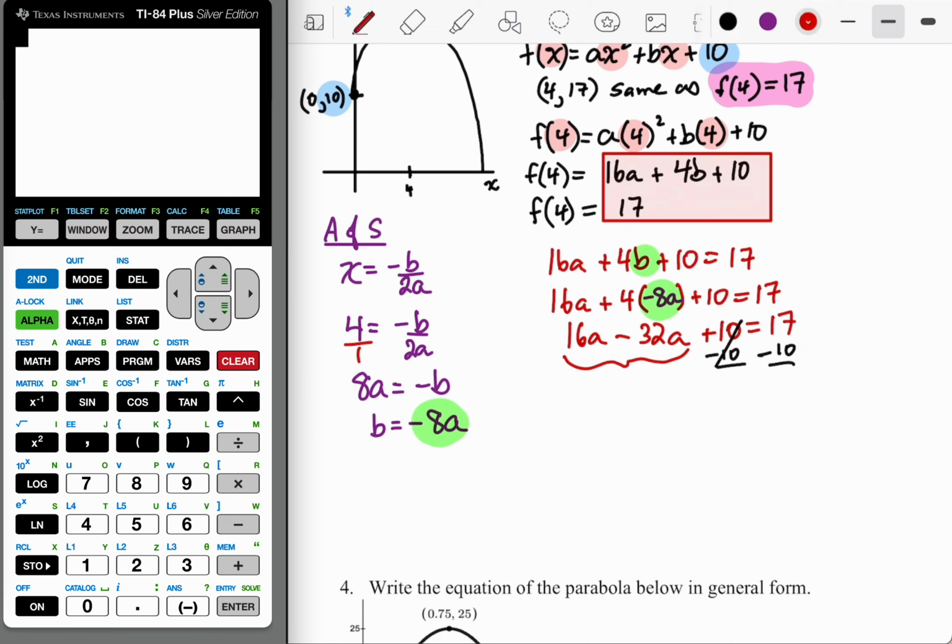So on the left, I'm just going to have negative 16a. On the right, I'm going to have a 7. So to get the value of a, all I would need to do is divide both sides by negative 16. And I would get a is equal to negative 7 over 16. But then I need to figure out the b value. That should be easy because we know b is equal to negative 8a.